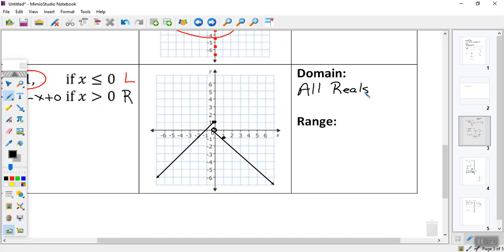Okay. How about the range in this one? Allie, help me, kiddo. Yep, 1's a high point right here. It covers everything. Y less than or equal to 1. Very good. Okay? It's going to take some practice, kids.